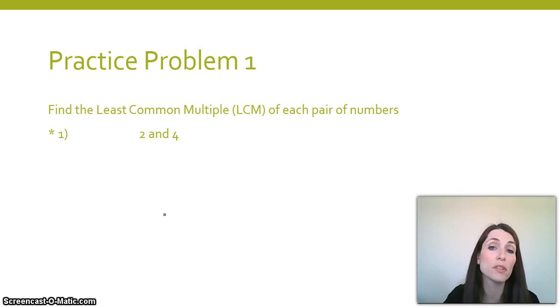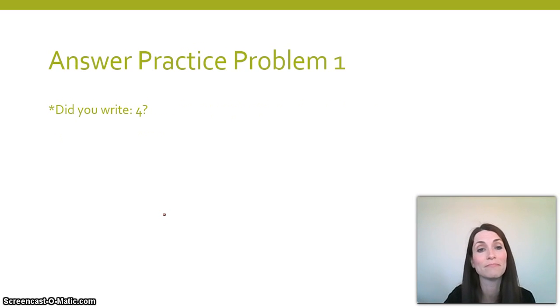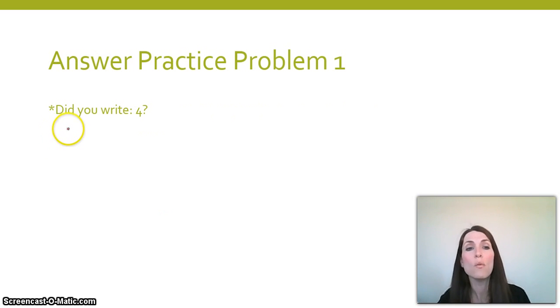Find the least common multiple of each pair of numbers. So now press pause, find the least common multiple of both 2 and 4. Press play when you're ready to check your answer with mine. Did you write 4? Well, let's list out the multiples of 2.